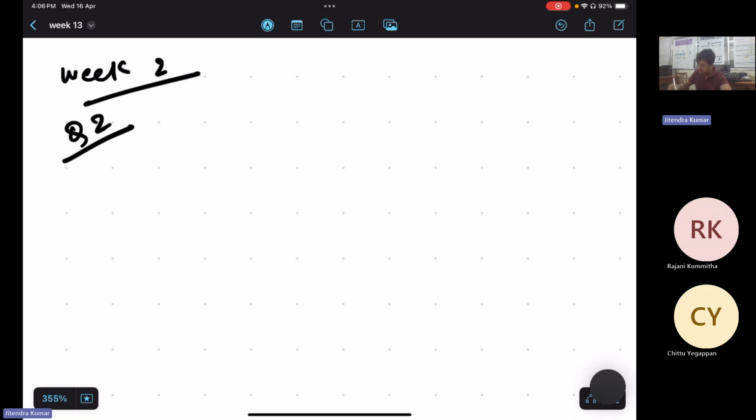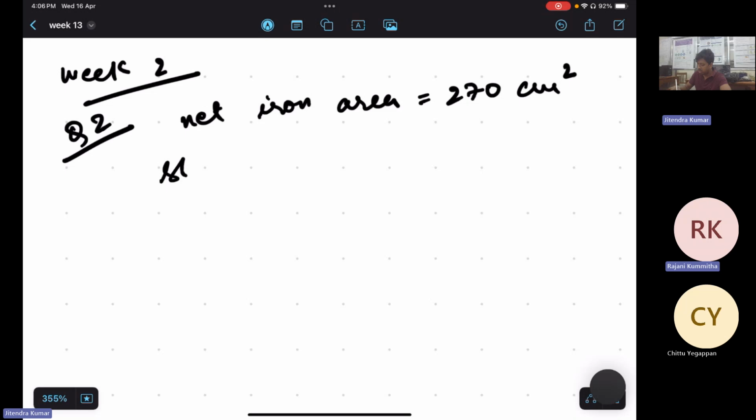Okay, so the question is: if the net iron area of the core is, question number two, week two, so net iron area is 270 centimeter square, and the stacking factor is 0.9, then we need to find out the diameter of the circumscribing circle.